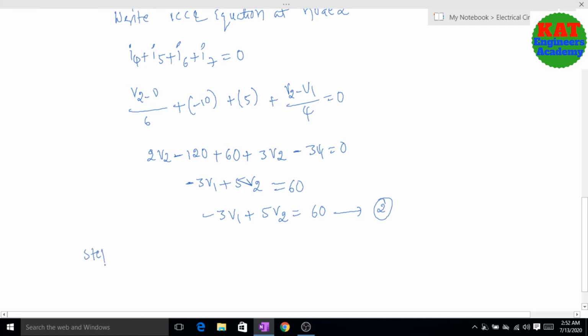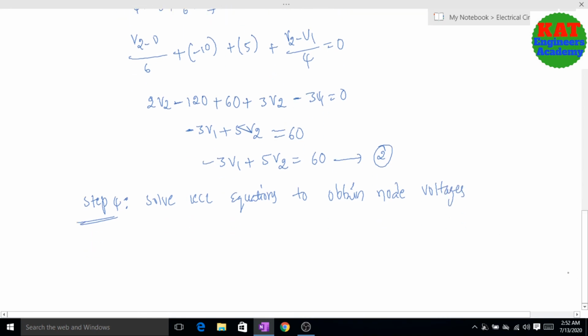Next you go for the last step. Step 4 is to solve the KCL equations to obtain the node voltages. How do we solve the KCL equations? By considering the two equations, you can simplify using any method. That is as you wish, the normal method, or you can use a calculator to calculate the answer.